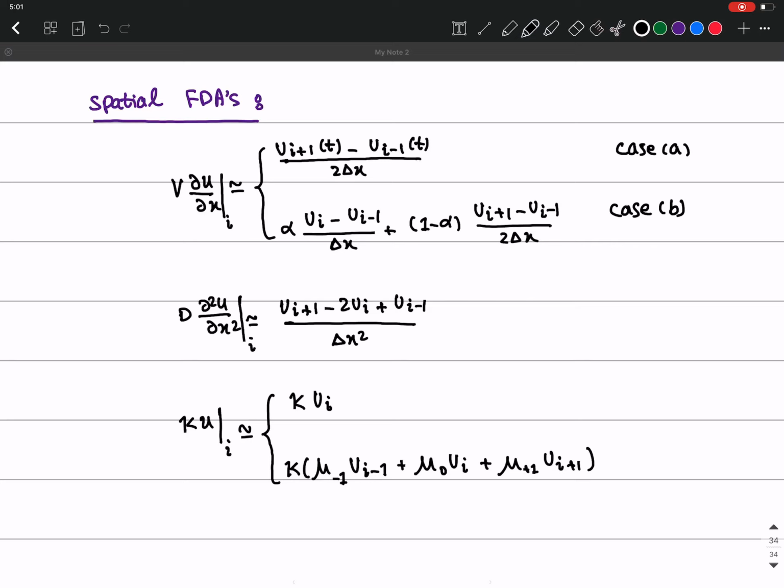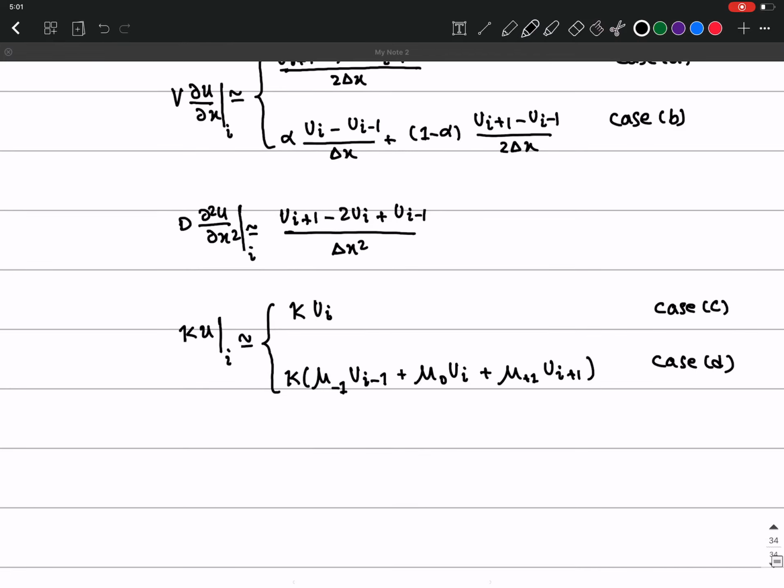Okay, so I'm going to call this one case C. I'm going to call this one case D. And why do I do this? The reason I do this is that sometimes you can do this to remove truncation errors, or in other words, improve your approximation.